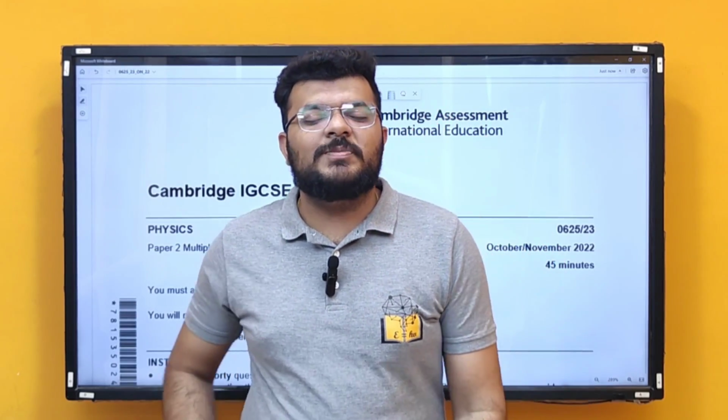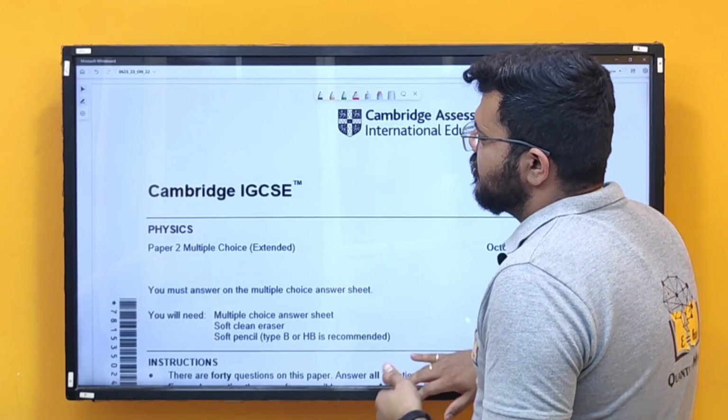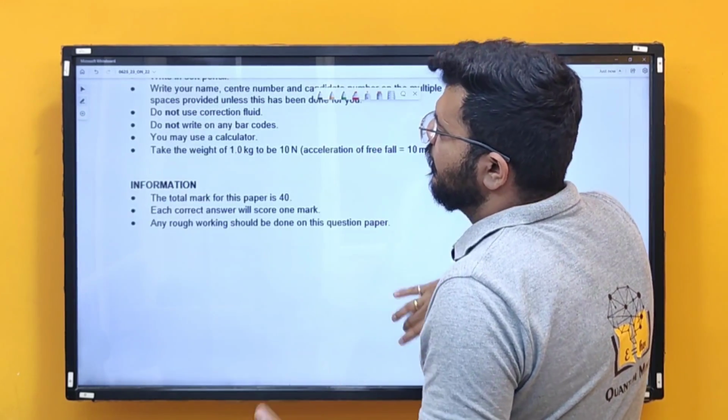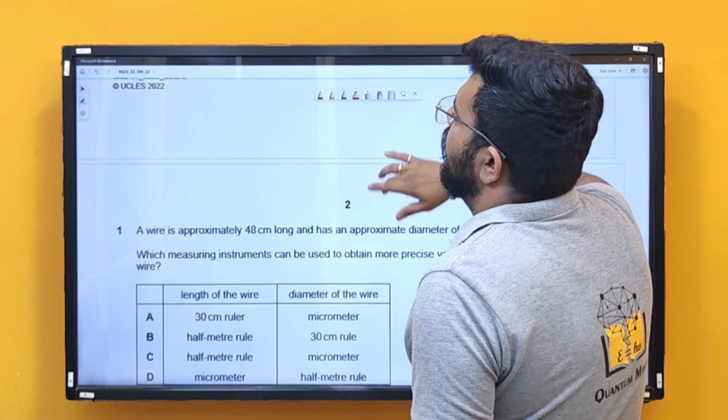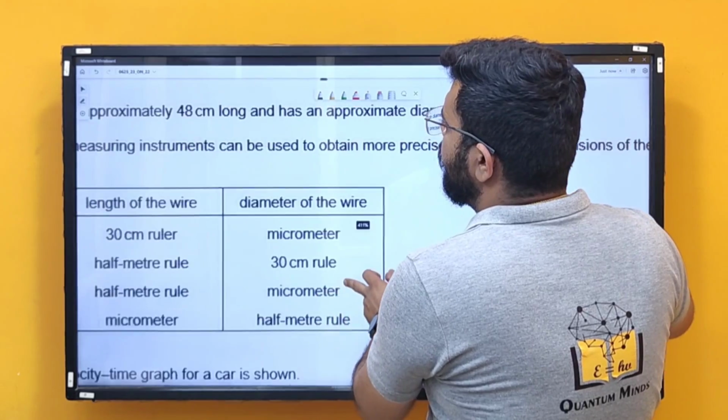Today we are solving Physics Paper 2-3 of 2022 October-November. It's a 40-mark question paper, contains 40 questions, 1 mark each, MCQ type paper. Let's get started. Okay, so we have the first question.